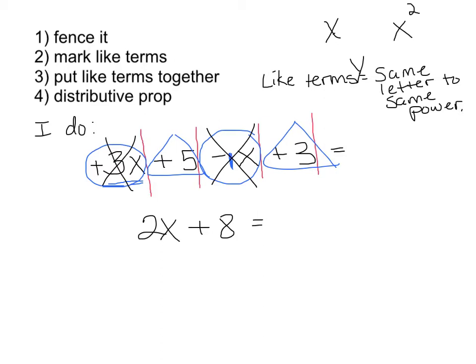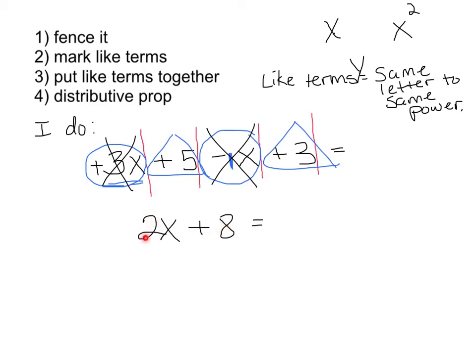Okay, and that's the step of putting the like terms together. So now I've put them together. Finally, to put it in its simplest form, I'm going to use the distributive property like we did in the previous lesson. I'm going to look at this and this to see if there's a common divisor that goes into both of them, the highest common divisor.